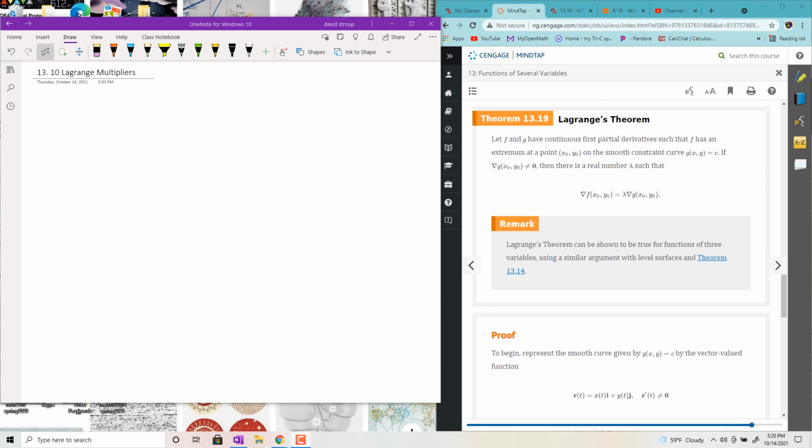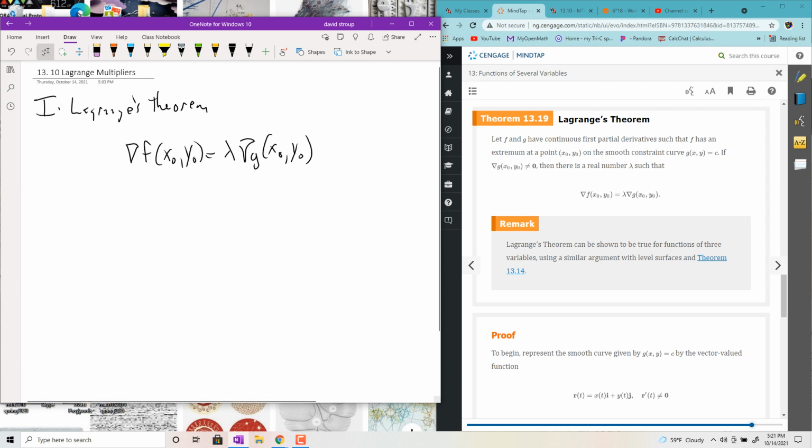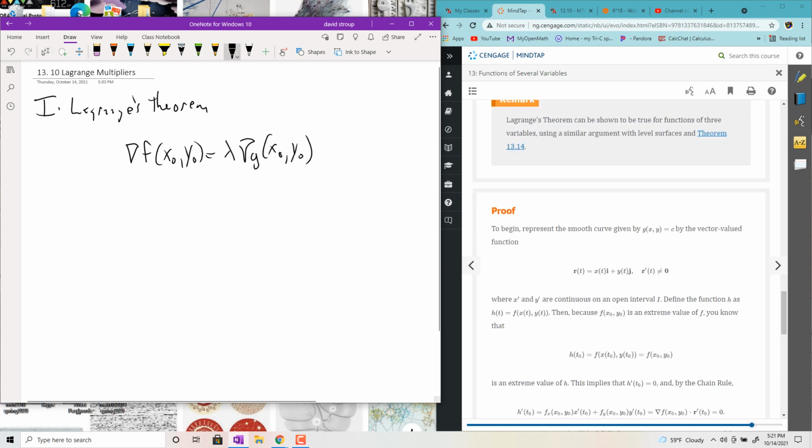We'll just start you out with the theorem. Lagrange's theorem. Basically, it is another way of solving these optimization problems where you have a constraint equation. In particular, this theorem will imply that the gradient of f evaluated at these critical points will be a constant multiple of the gradient of g. And from this and the constraint equation, you'll produce a system of equations that you'll be able to solve. So why does this work is probably the most important thing here.